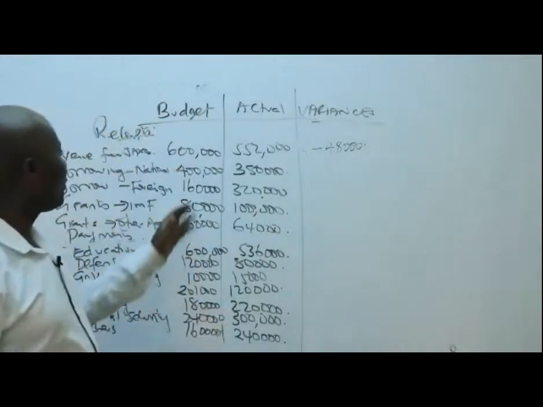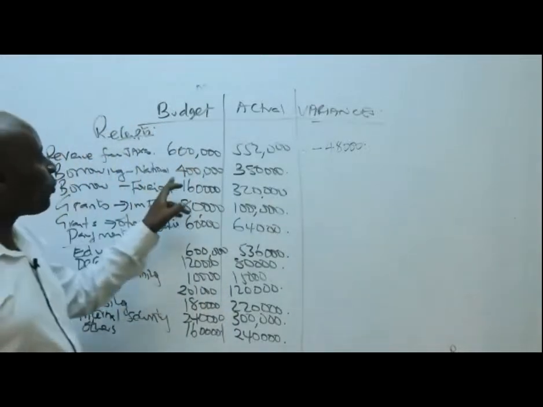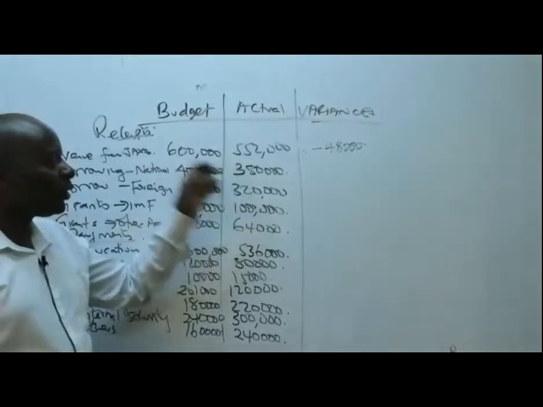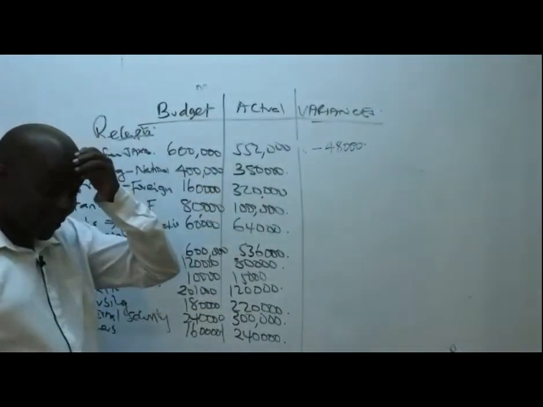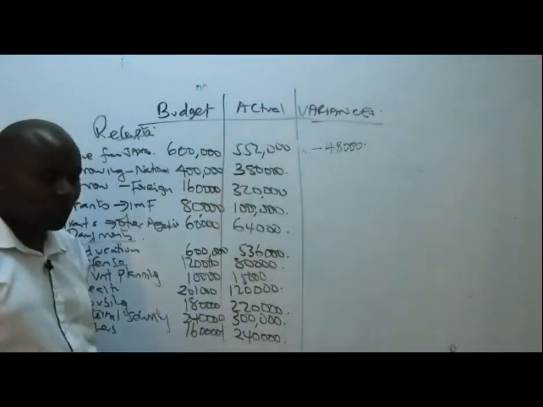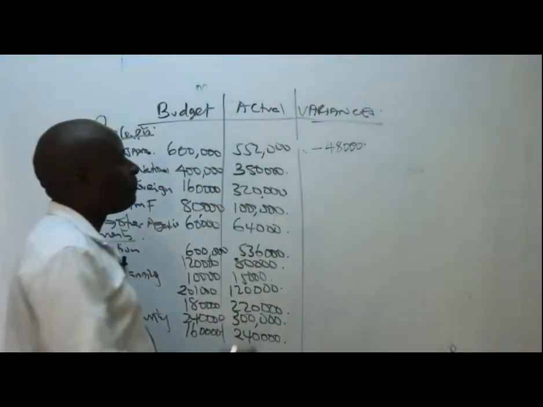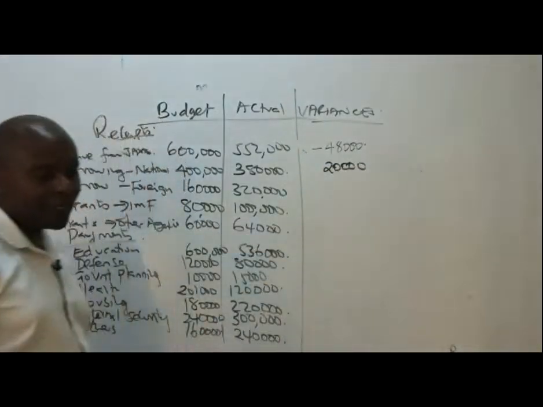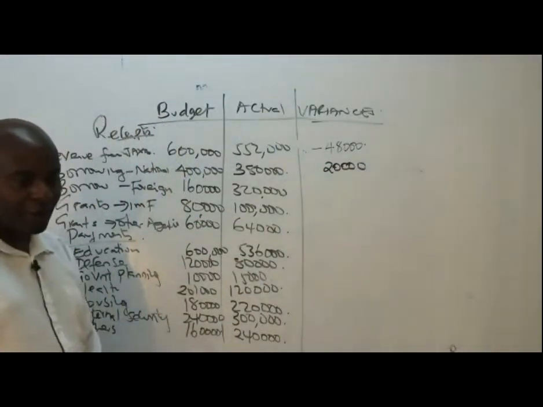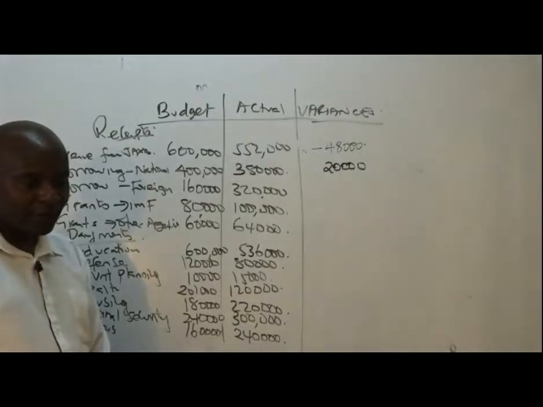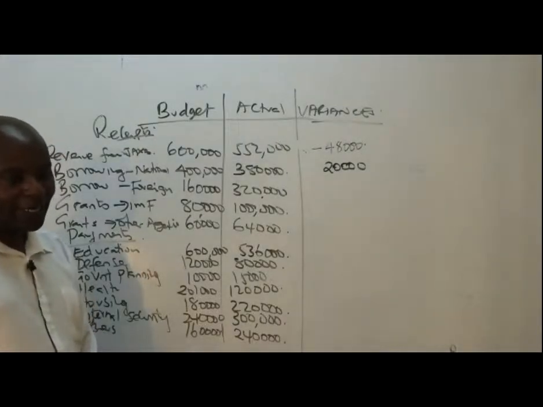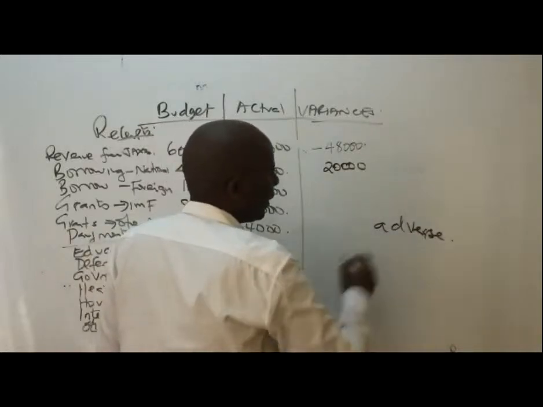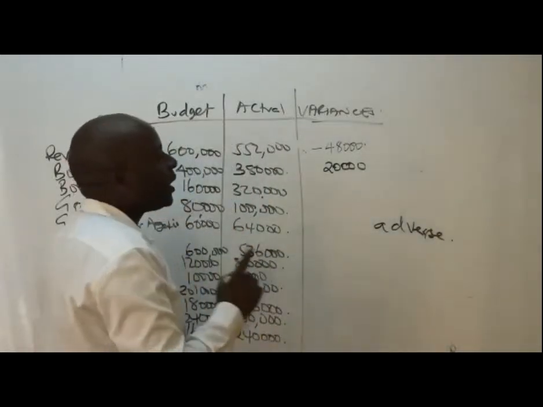Let's come to the second one, revenue coming in. We had projected to receive from the national government 400,000, but you only got 380,000. What is that difference? 400 and 380,000. 20K. So is it adverse or favorable? Bad again. Remember the adverse you're talking about is this one here, adverse.